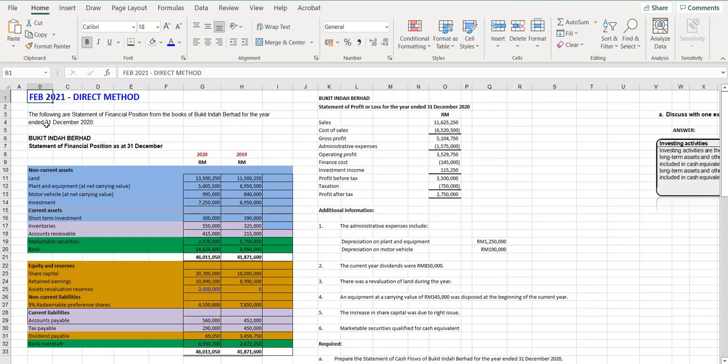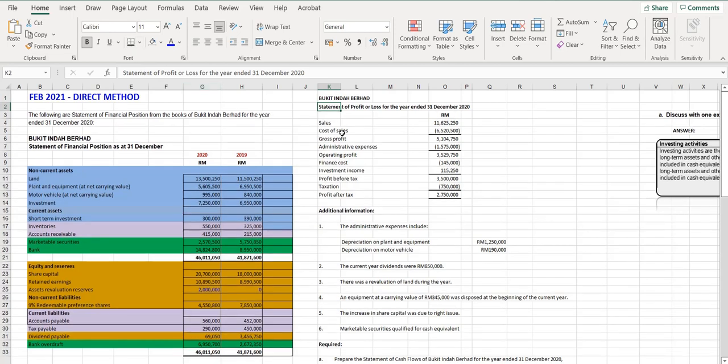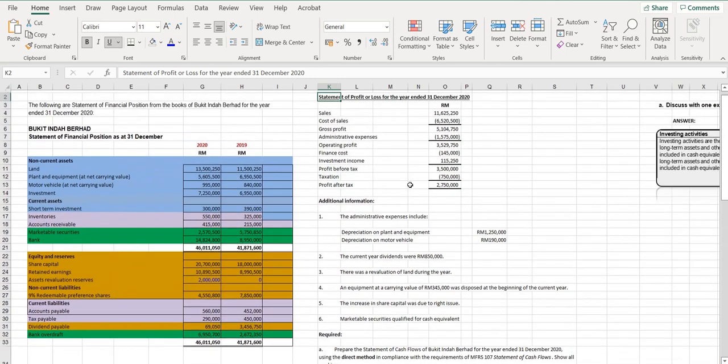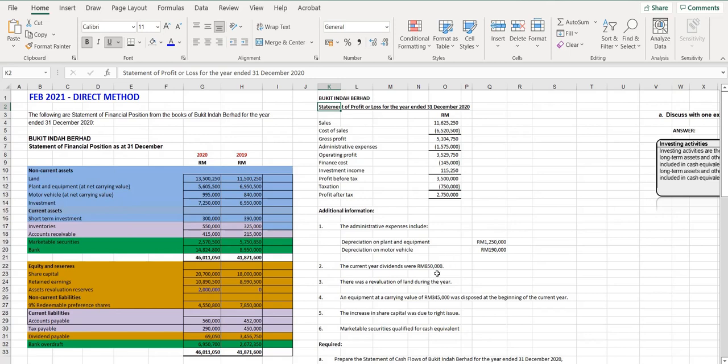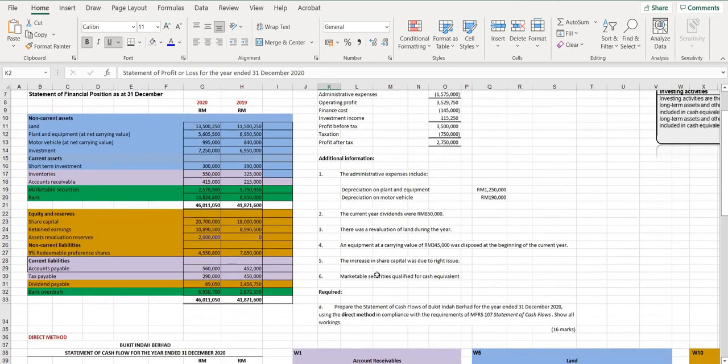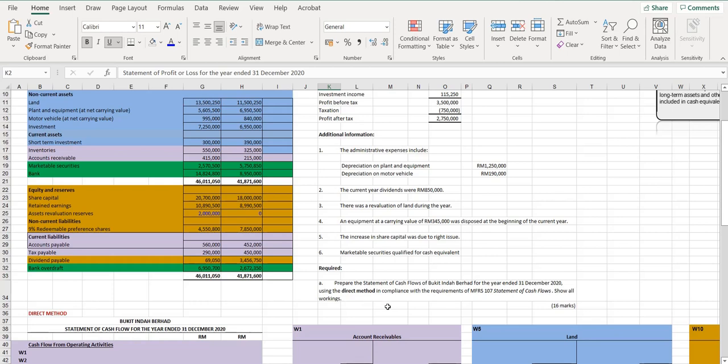The information given is about the company called Bukit Indah, and you have the two years' statement of financial position of Bukit Indah, and also the statement of profit or loss for the current year, which is 31st of December 2020. You are given those two pieces of information with some additional information at the bottom here. After that, you have a requirement for 16 marks.